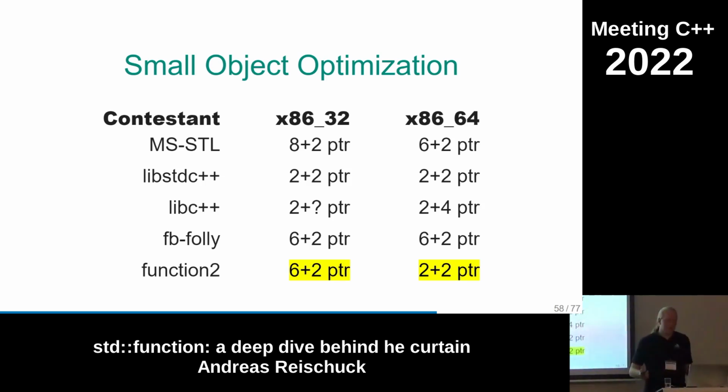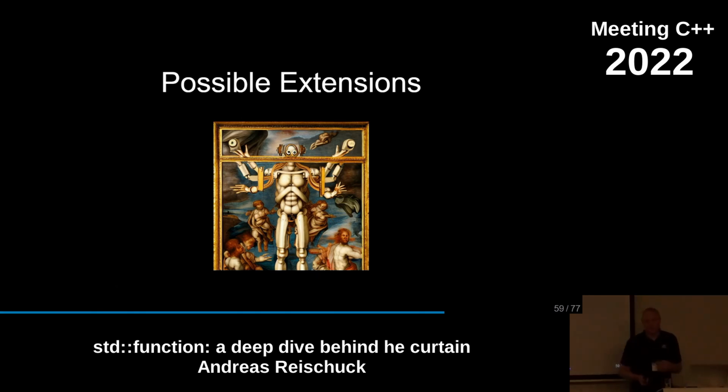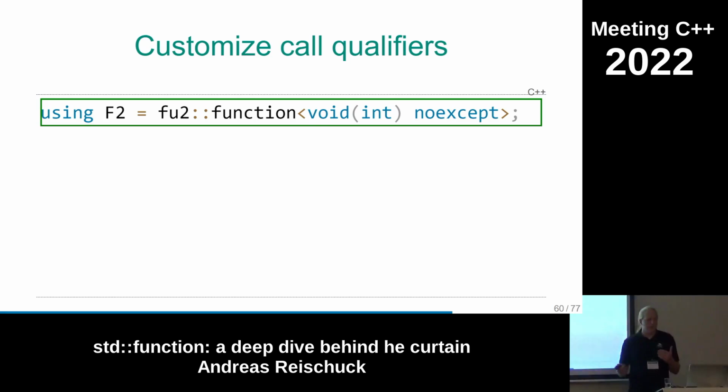So one motivation to roll your own function implementation would be to make it smaller. But you don't have to do it on your own. There are already implementations. There are quite a lot of them. And as I said, there are some possible extensions you may want to use, and I want to present some of them.